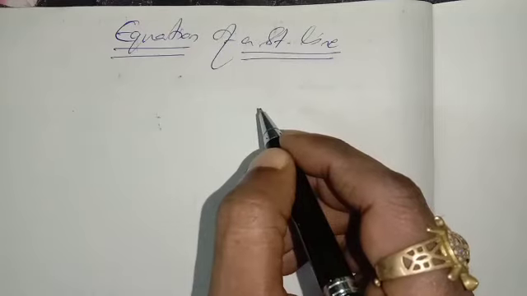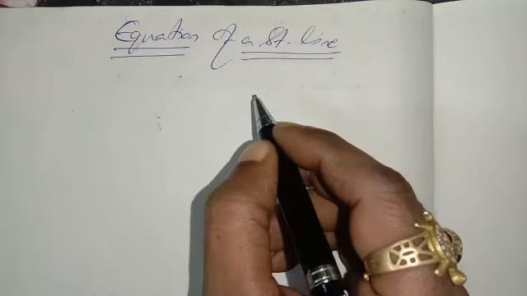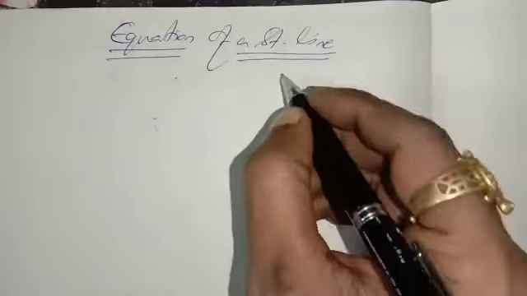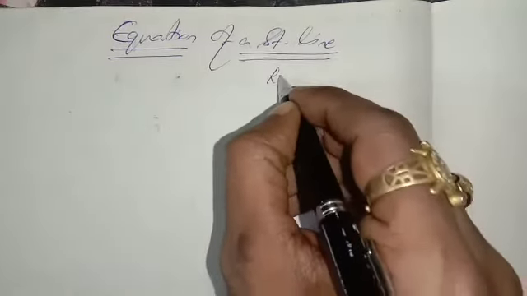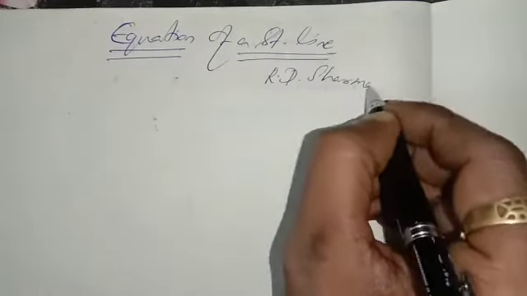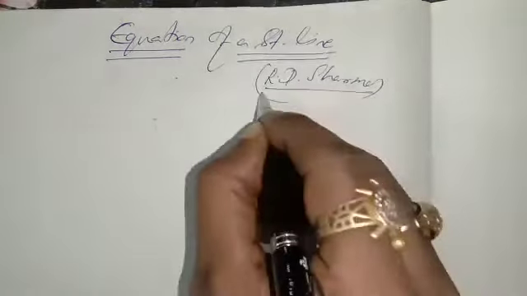Good evening to all. Today our chapter is equation of a straight line for class 11. For class 11, the name of the book is R.D. Sharma. Equation of straight line, exercise 23.12.